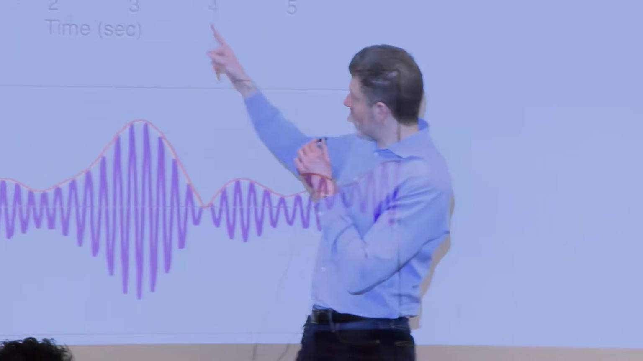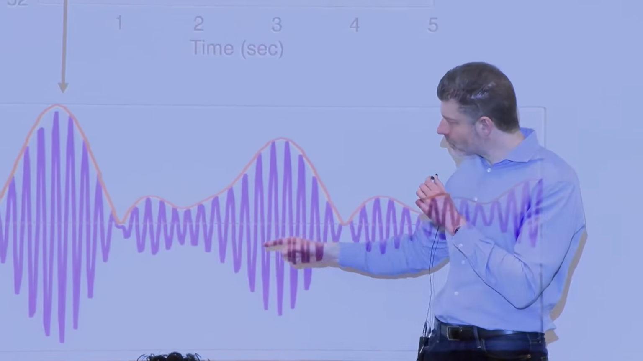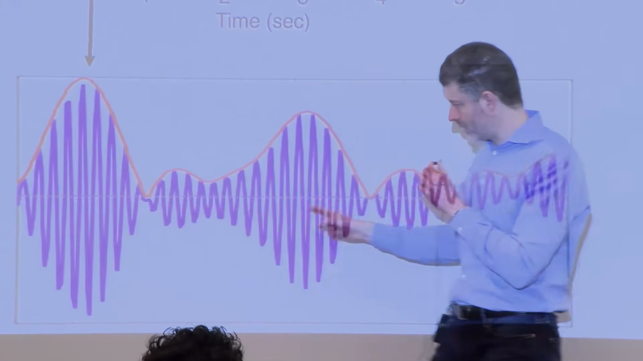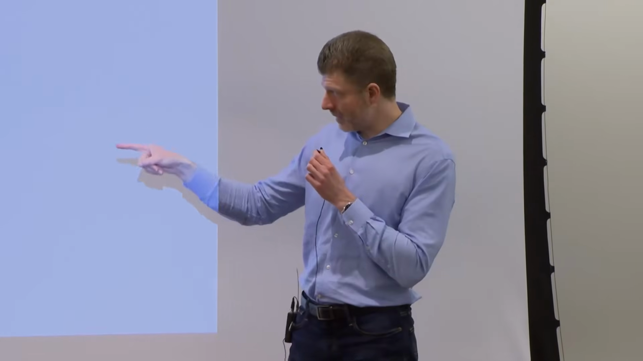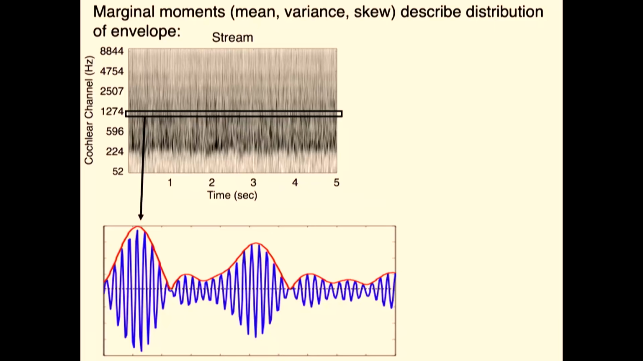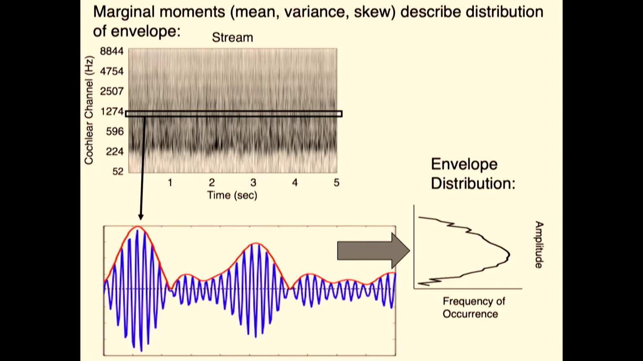If we just take a horizontal slice through the cochleogram, we get the blue curve here, which is like a subband. That's the response of the filter, and the red curve here is the envelope of the filter. The marginal statistics are going to capture properties of the marginal distribution of the envelope. So what's the marginal distribution? Remember, that's what you get if you take all of these red values, throw them in a bag, and then plot their distribution.